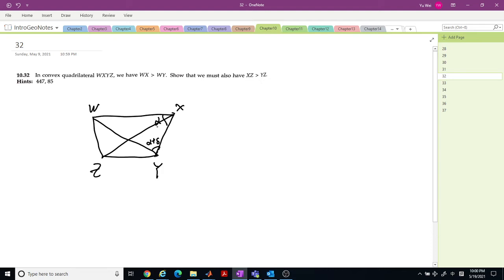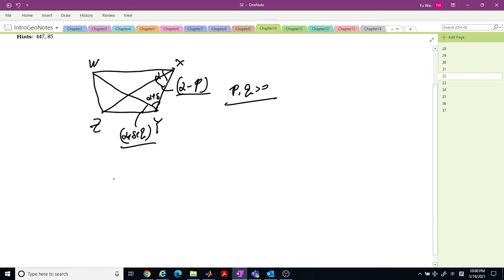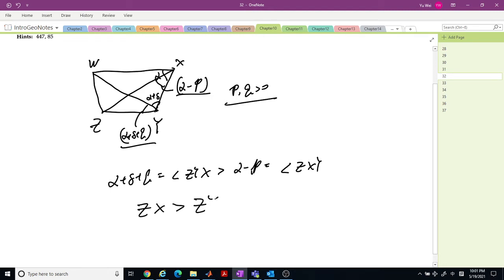Okay, so the goal is we try to prove the XZ is greater than the ZY. So we can see the ZY, right? This angle is alpha minus something, for example, minus P. So this angle is alpha plus delta plus Q, right? P and Q are all greater than 0. So that's why we can see the alpha plus delta plus Q, which is equal to angle ZYX, is greater than the alpha minus P, which is equal to angle ZXY. So now we know the ZX will be greater than the ZY.